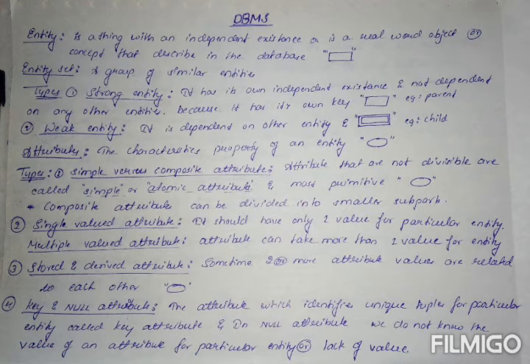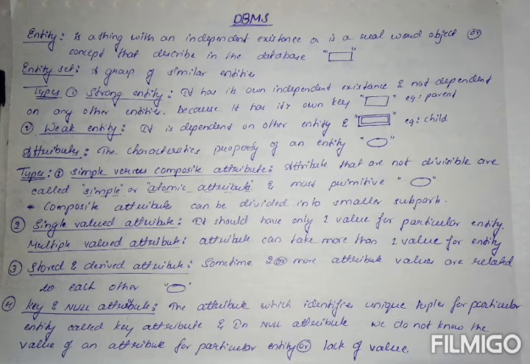Second one, single valued attribute. This means an entity should contain or should access only one value for that entity. So that is called a single value attribute. It should have only one value for the particular entity. And opposite to it is multiple value attribute. It means an entity can access or can record more than one value, then it is called a multiple value attribute. Definition is here: an attribute that can take more than one value for an entity is called a multiple value attribute.